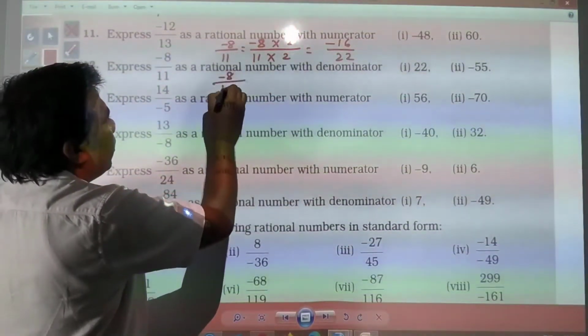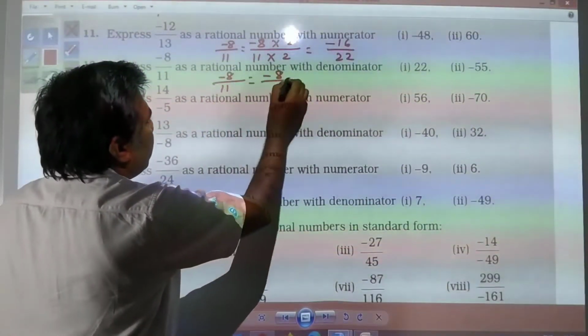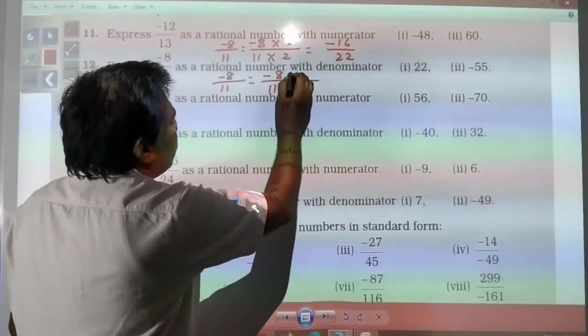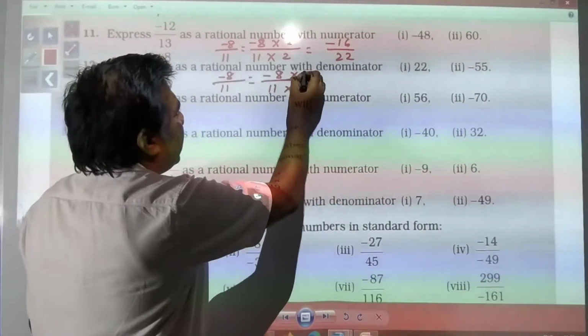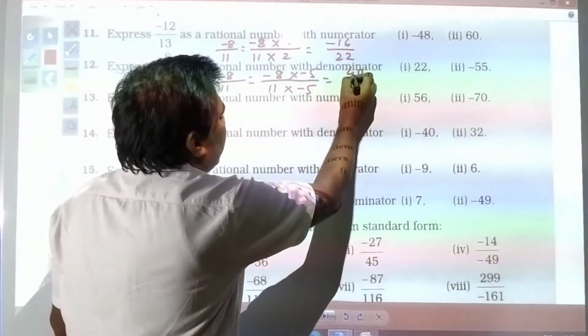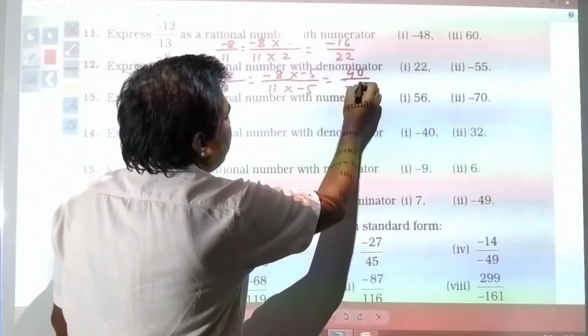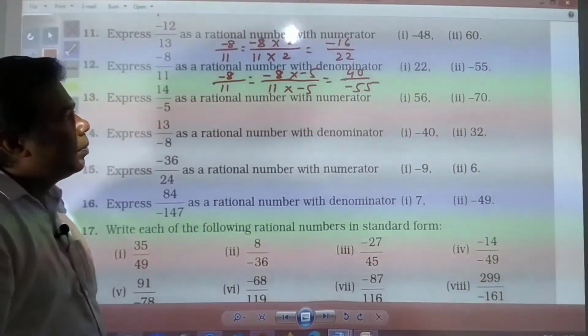Minus 8 by 11 is equal to minus 8 by 11 into minus 5 by minus 5, means with minus 5 you need to multiply. So this will be 40 by minus 55, and this will be your answer.